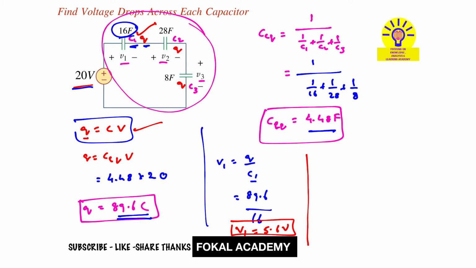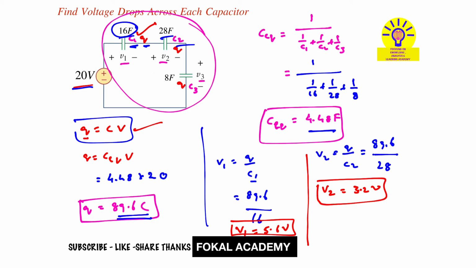V2 equal to Q by C2. So Q is 89.6 coulombs divided by capacitor C2, which is 28 farads. By simplifying this, we get V2 equal to 3.2 volts. And this is the voltage drop across the C2 capacitor.